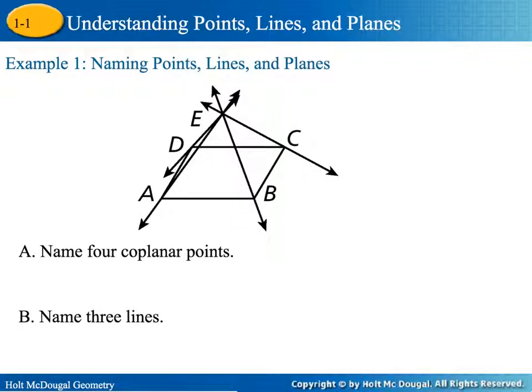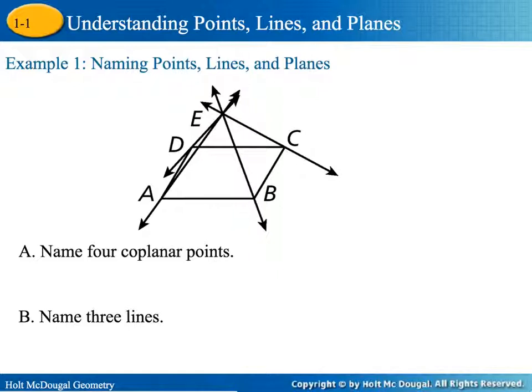So for the first example we have, they want us to give this diagram and they want us to name what they're asking for. So to the best of your ability, draw this figure in your notes. Under the last part we did, coplanar, you're going to draw this with example 1 next to it. So go ahead and draw this down, and then we're going to do step A. Step A asks us to name 4 coplanar points.